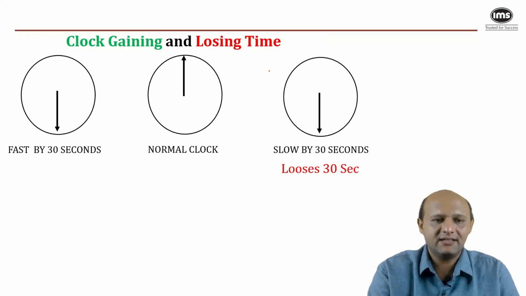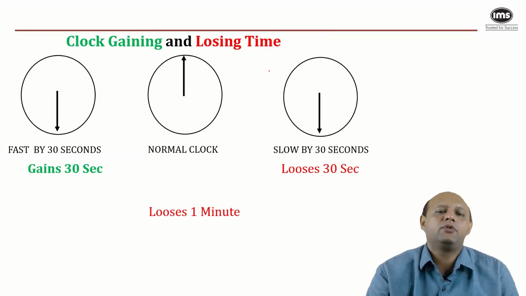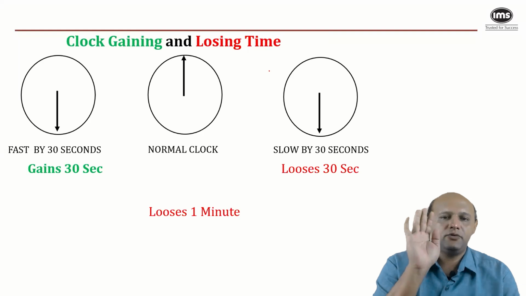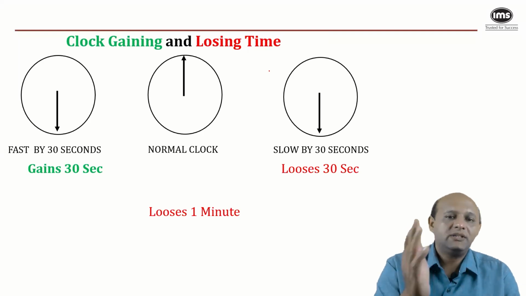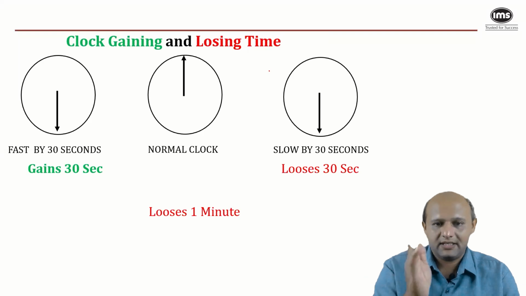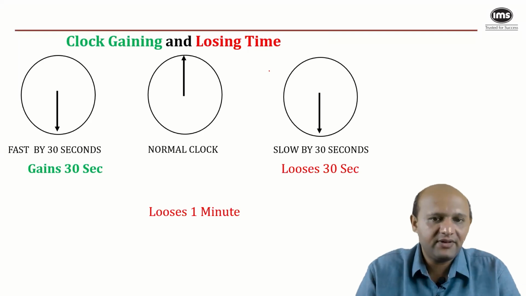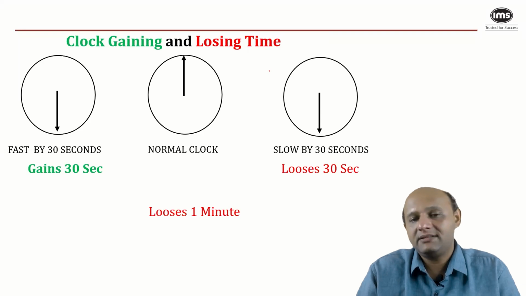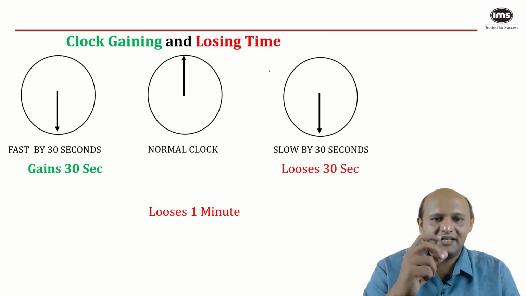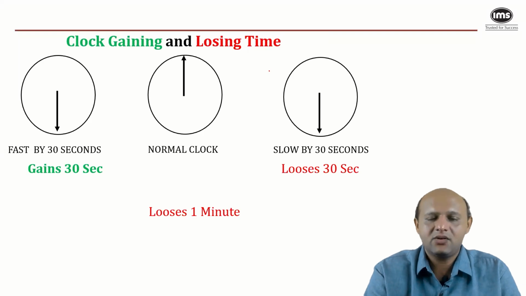This is losing 30 seconds, this is gaining 30 seconds, right? Roughly speaking. Now, net, if you remove the watch at the center, which is the normal clock, with respect to the faster one at the left end, you will notice that the one at the right is losing 1 minute. Correct? So it's relative. Gain and loss in this context is relative. So how much time has it lost with respect to the faster one? It has lost 1 minute.